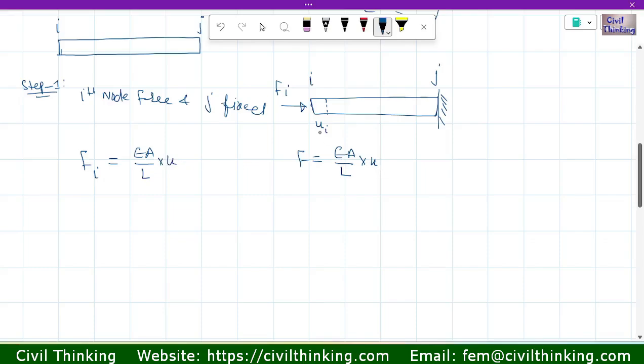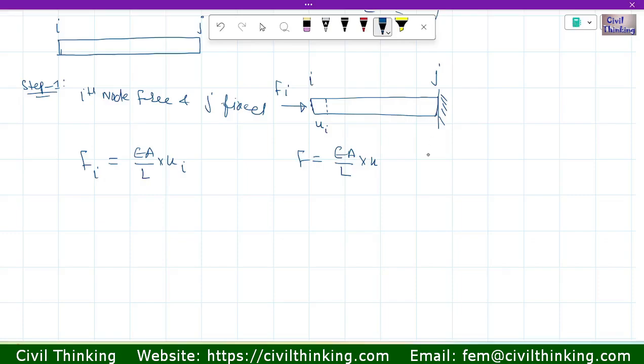Instead of U, we will write Ui, because we will apply this equation to each node. Okay, so first is the I node. For the I node, it is going to be Fi. Now let us apply this equation on node J.